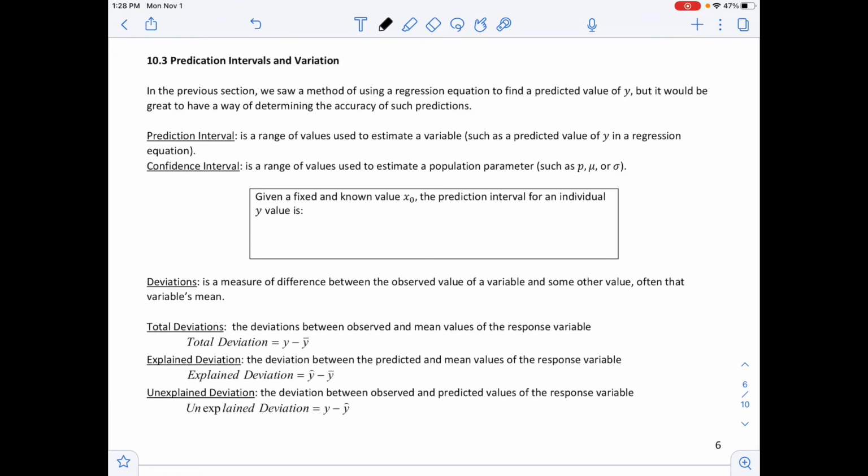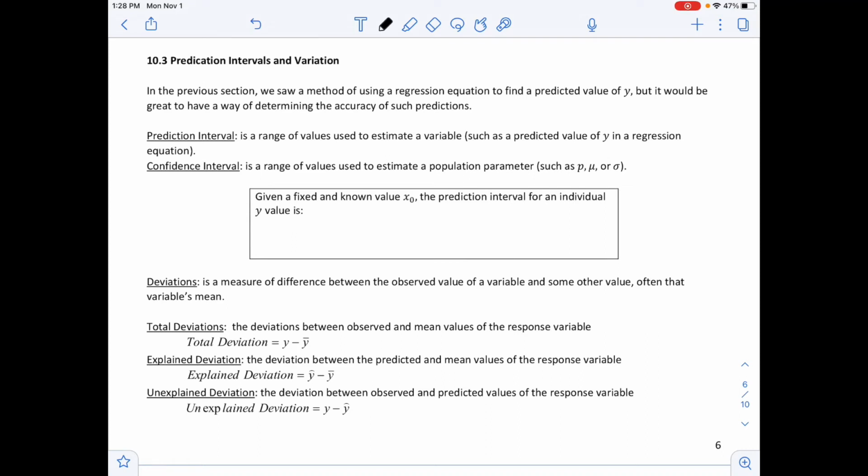We are in section 10.3, prediction intervals and variation. In the previous section, we saw a method for using regression equations to find a predicted value of y, but it would be great to have a way to determine the accuracy of such a prediction. So we have what's called a prediction interval and a confidence interval. A prediction interval is a range of values used to estimate a variable, such as a predicted value of y in a regression equation.